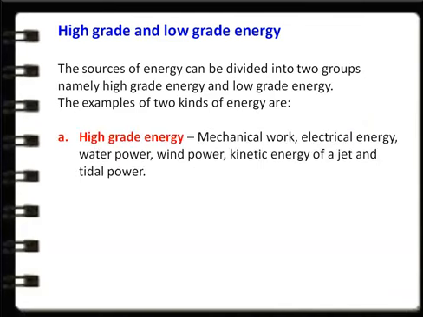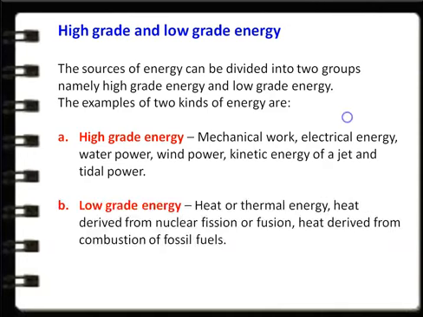The examples of high grade energy are mechanical work, electrical energy, water power, wind power, kinetic energy of a jet, and tidal power. Examples of low grade energy are heat or thermal energy, heat derived from nuclear fission or fusion, and heat derived from the combustion of fossil fuel. So all forms of heat energy are called low grade energy, and all forms of work energy or power are called high grade energy.